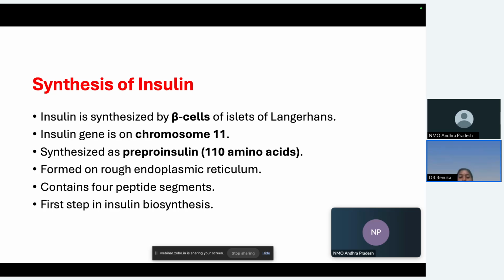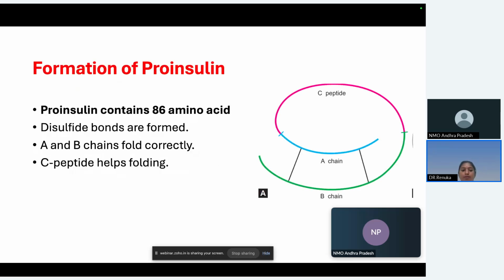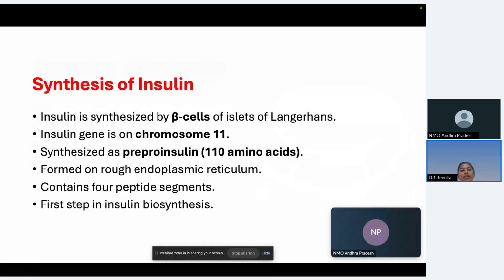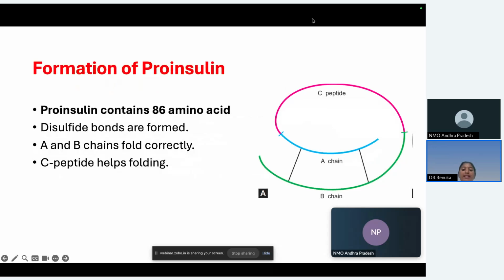I'm just revising. Basically, insulin is produced as pre-pro-insulin, not mature insulin. It is produced as pre-pro-insulin with 110 amino acids. It is formed on the rough endoplasmic reticulum. You know that insulin is a peptide hormone. It contains 4 peptide segments. One by one, we will see. From the pre-pro-insulin, pro-insulin is formed with 86 amino acids.